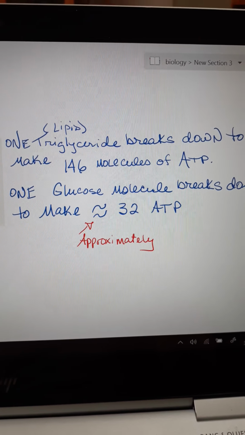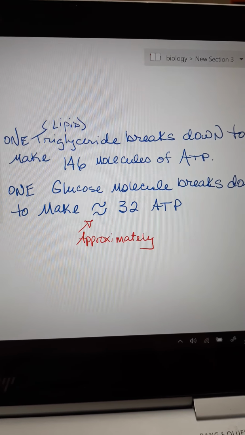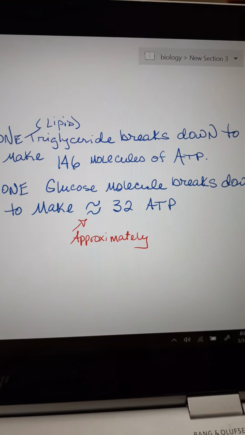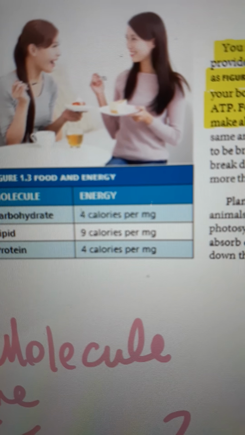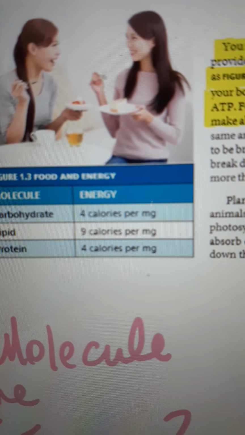Fat stores a lot of energy, 9 calories per gram. Which I think this says milligram. That might be wrong. I think the book has an error. Let's see. Milligrams. No, grams. 9 calories per gram, not milligram. Somebody check that and get back to me.